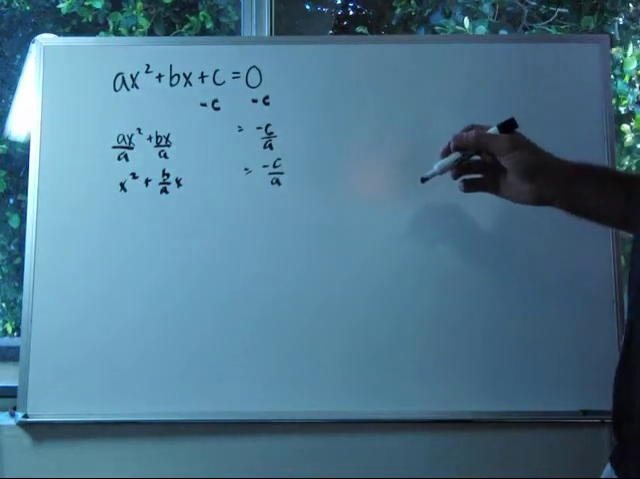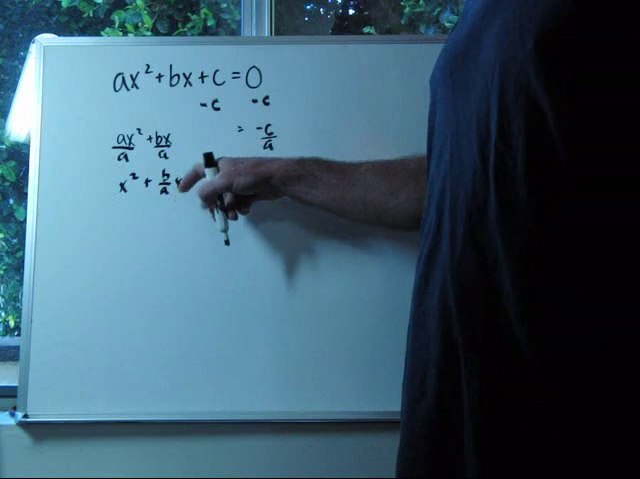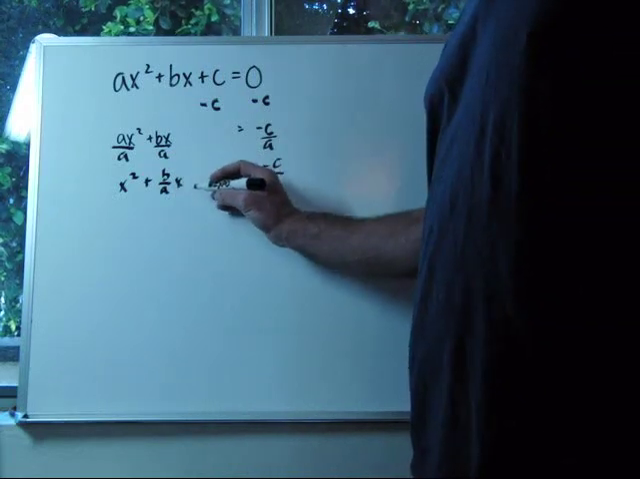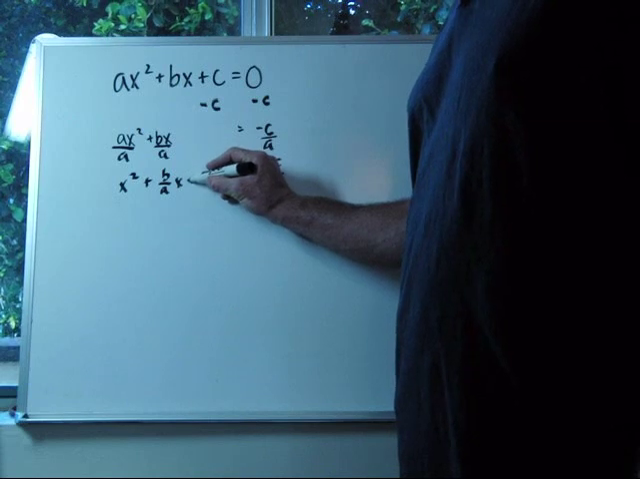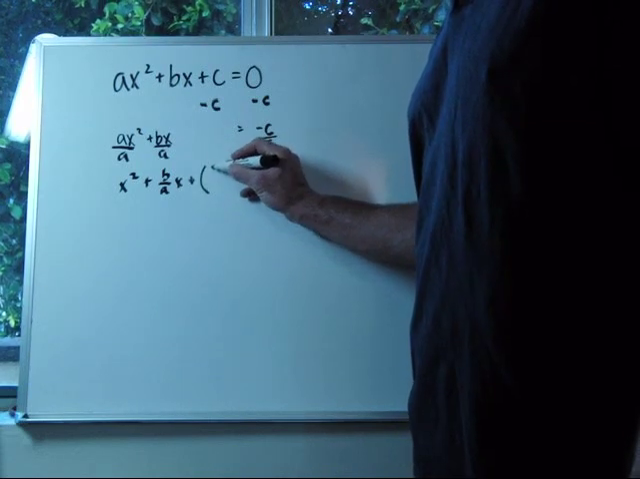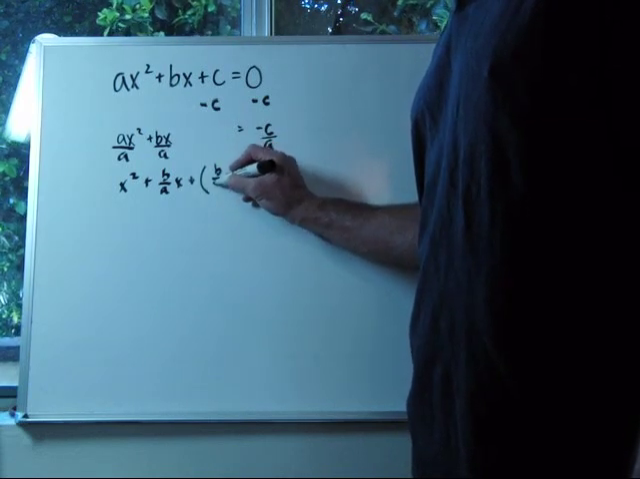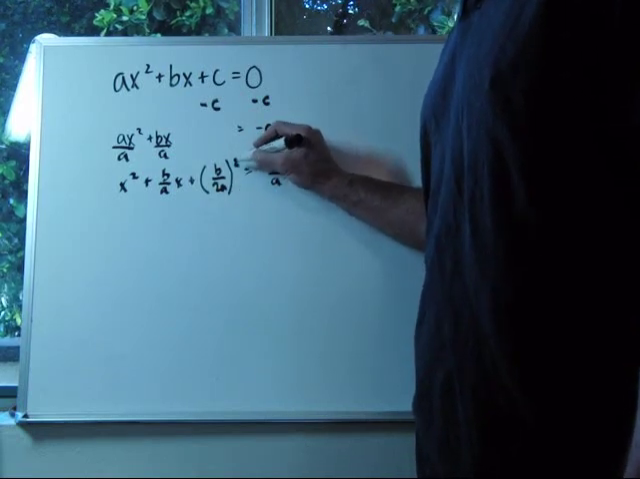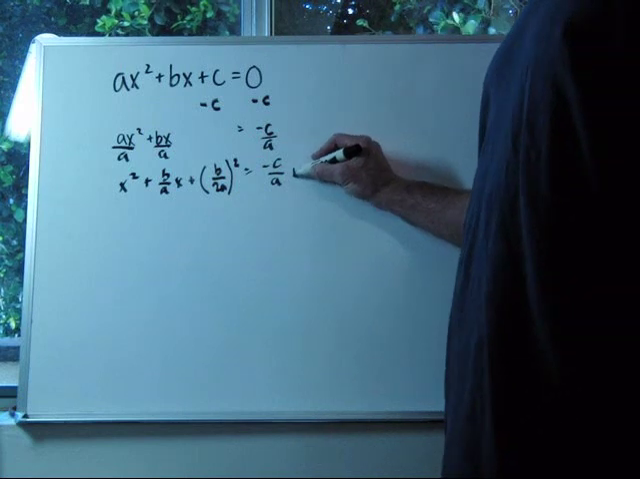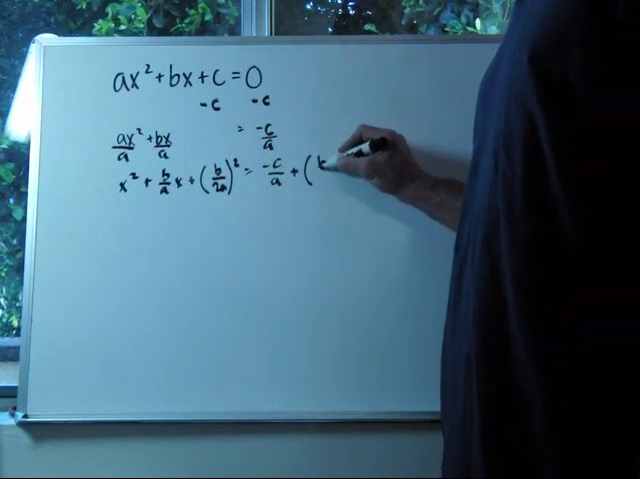Third step is to take half of b, so whatever this is. So we take half of that and square it. So I'm going to add half of this, so it's b over 2a, because that's 1/2 of b over a. Square it. Whatever I do to one side, I got to do to the other side.